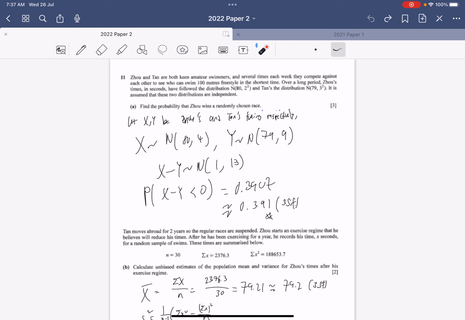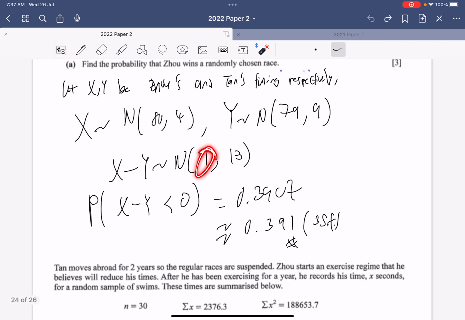The last question tests you on hypothesis testing. Find the probability that Zhou wins a randomly chosen race. Well, X follows normal(80, 4) and Y follows normal(79, 9). X minus Y would then follow a normal, because a linear combination of two normals is still normal, and the normal now is just 80 minus 79 for the mean, and 4 plus 9, so the variance is 13.